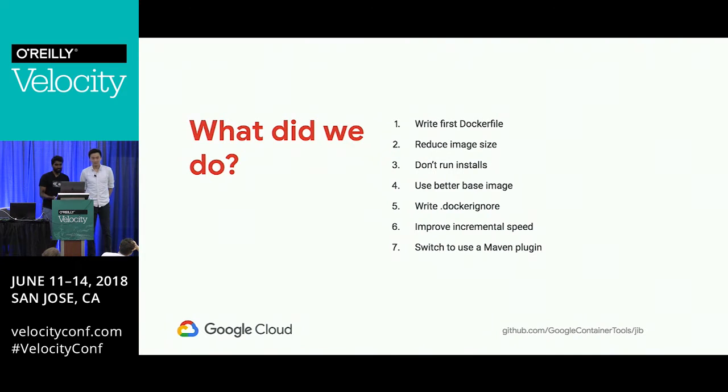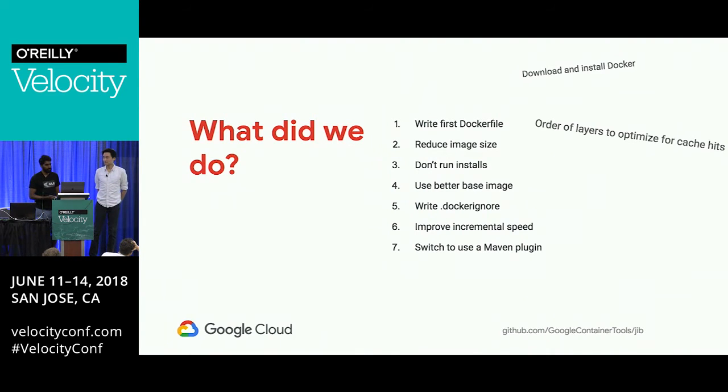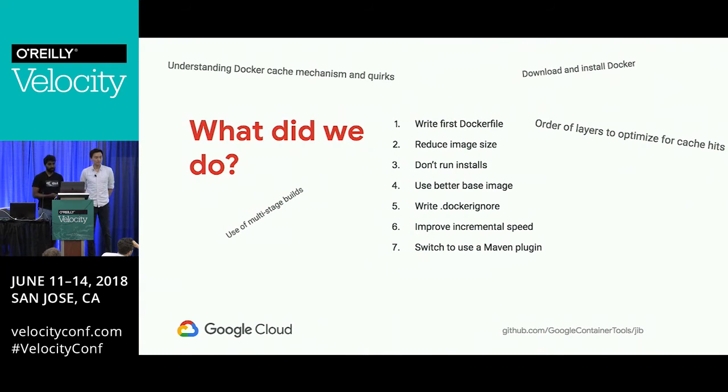There's other things we didn't cover. You have to download and install Docker. The order of layers in your Dockerfile kind of determines your cache hits. You can use multi-stage builds. There's more Docker cache things to be aware of. And finally, you have to have your Docker daemon running as root.